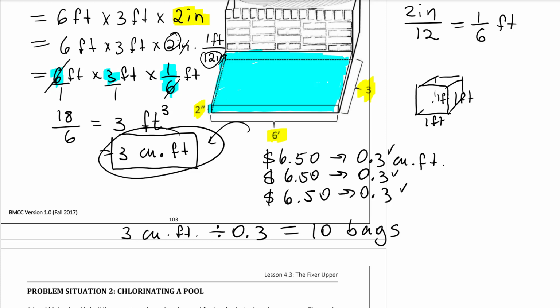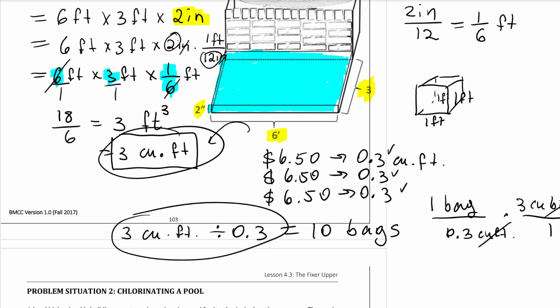You see it? You can also do this using dimensional analysis. If you want to know how many bags to buy, well, one bag gives you 0.3 cubic feet of concrete, and you have 3 cubic feet of concrete over 1, so cubic feet cancels and you get 3 divided by 0.3, which gives you 10 bags.